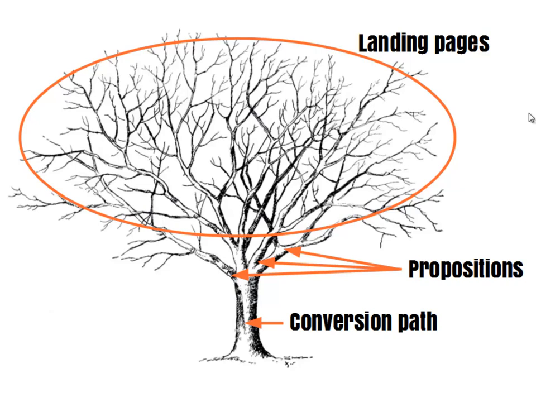So the trunk of the tree is your conversion path, that's the core of your website, the stuff that has to be there on day one. Then you've got your propositions, you may have one, you may have many, and they are the branches of the tree, the major boughs of the tree. And then you've got landing pages. The landing pages are there like the canopy of the tree collects as much sunlight as possible. The landing pages are there to collect as many visits as possible from search engines. And they should all have links pointing to them because they should all be useful.